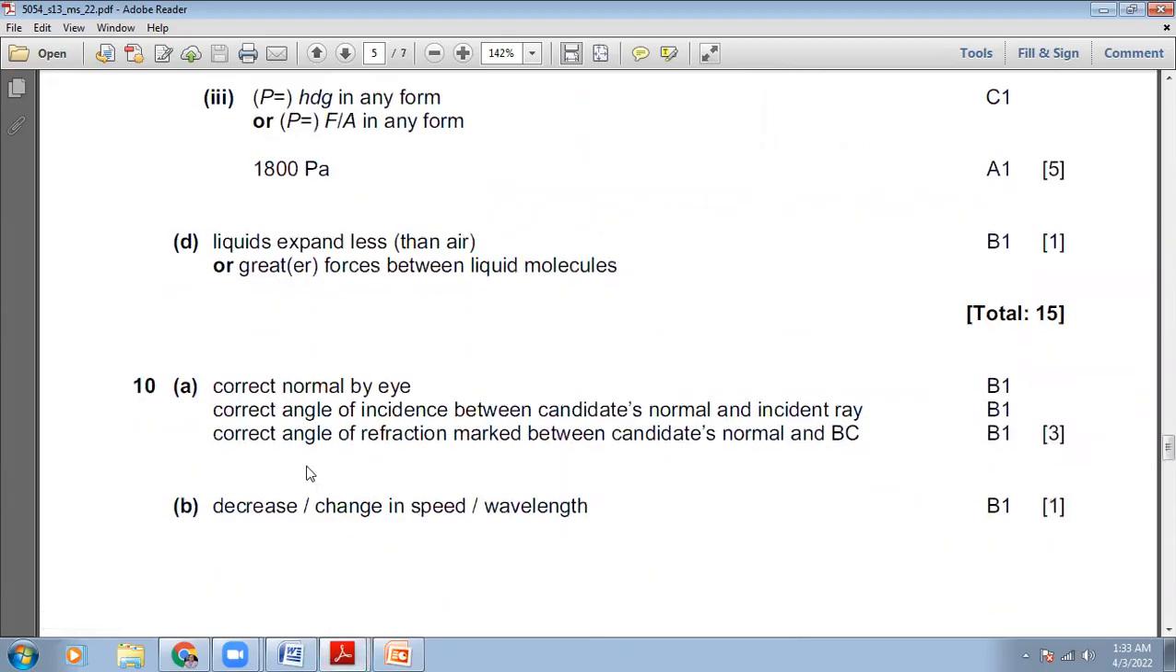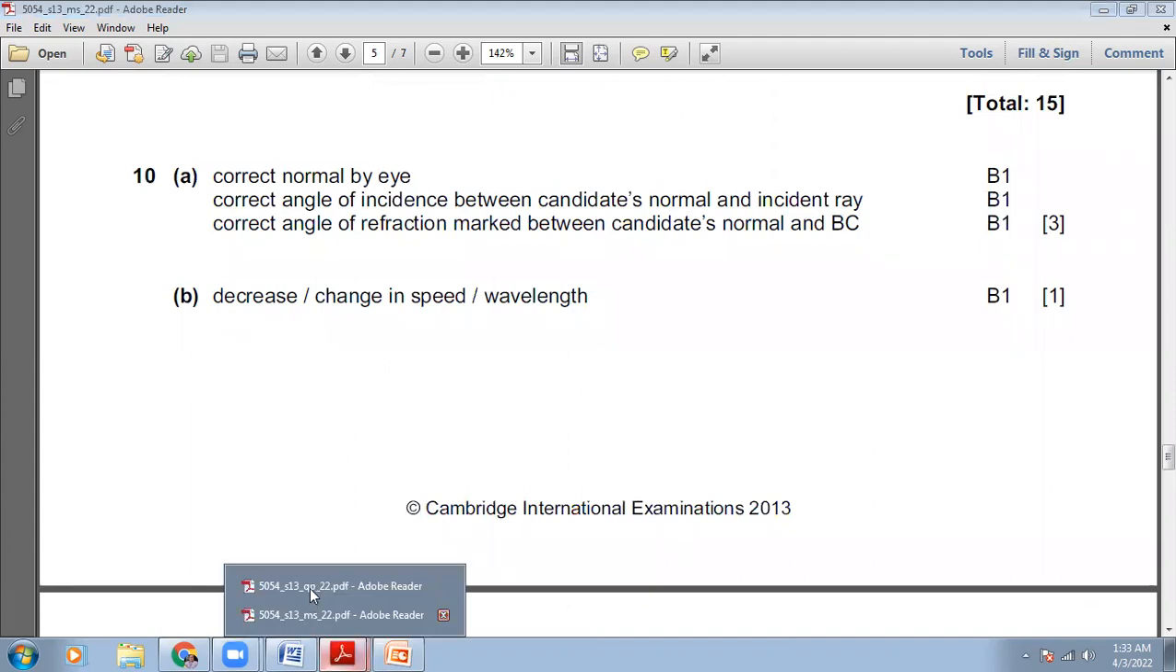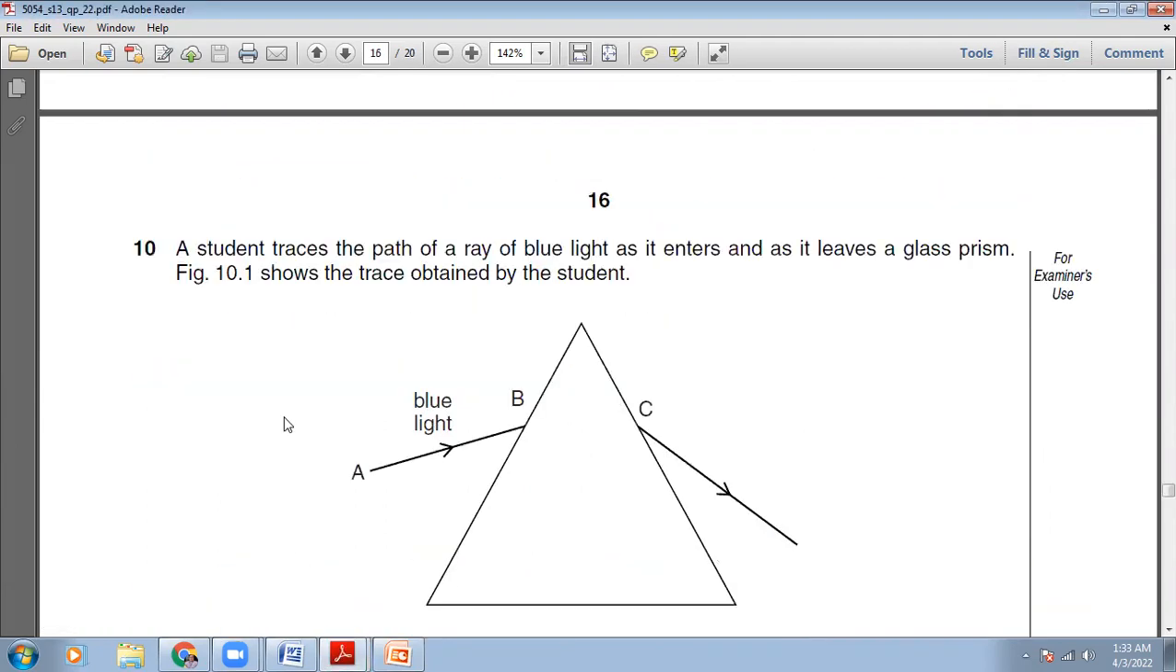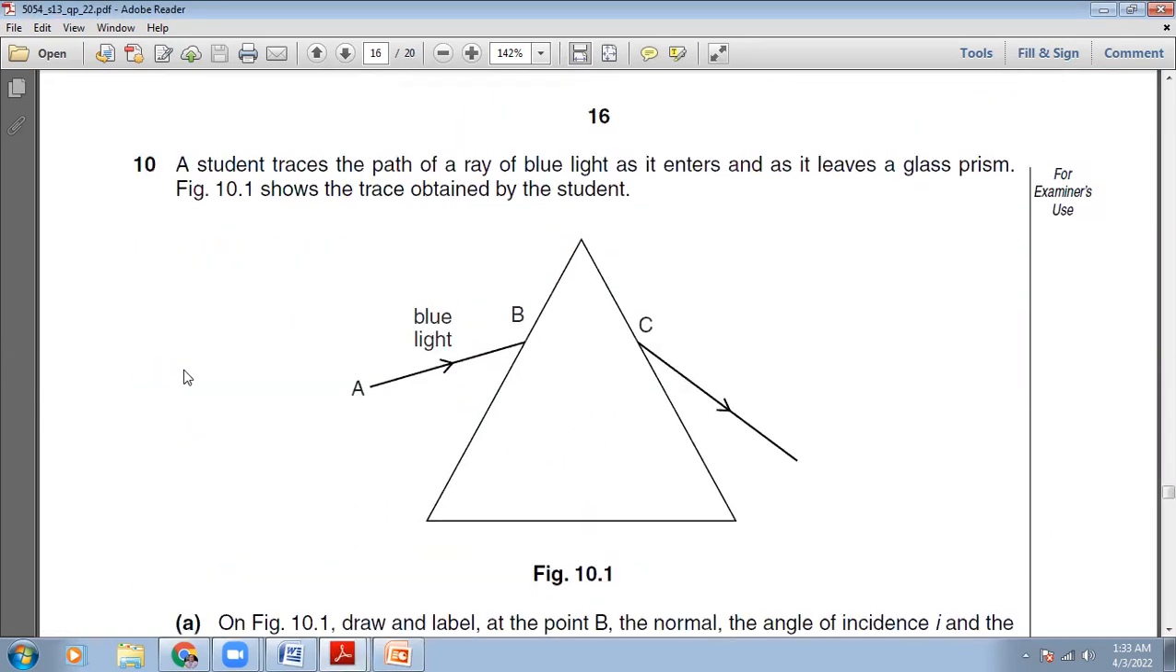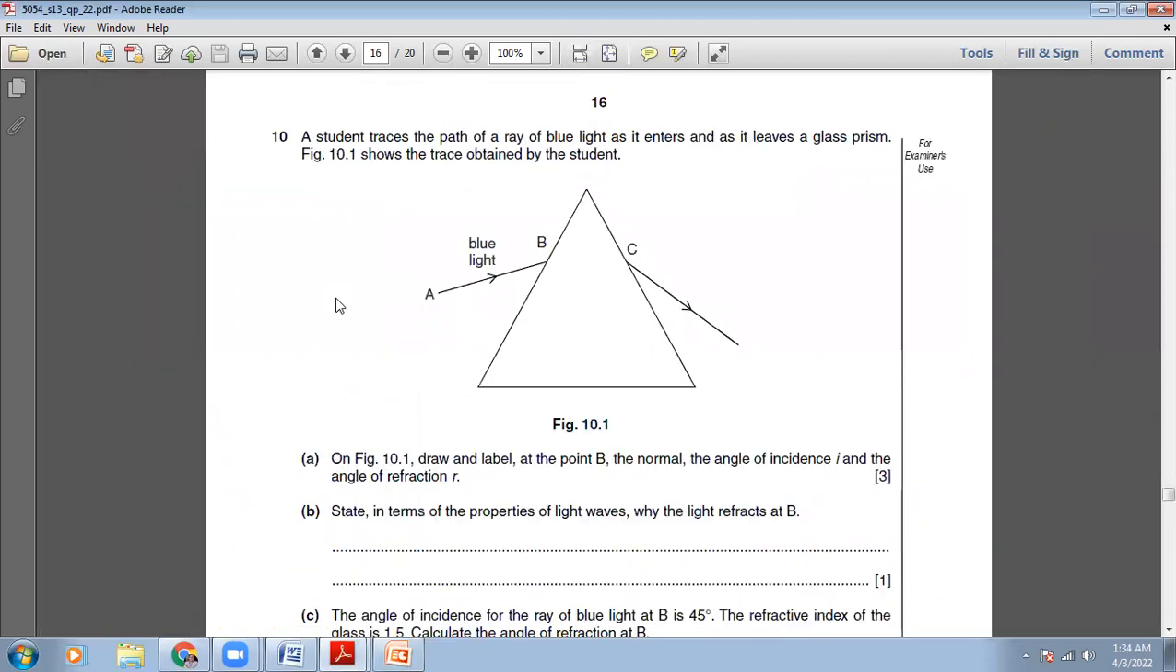Okay, so let's have a look at the marking. Liquid expands less than air, or greater forces between liquid molecules. So we are done with question number 9. Okay, the next question is question number 10.